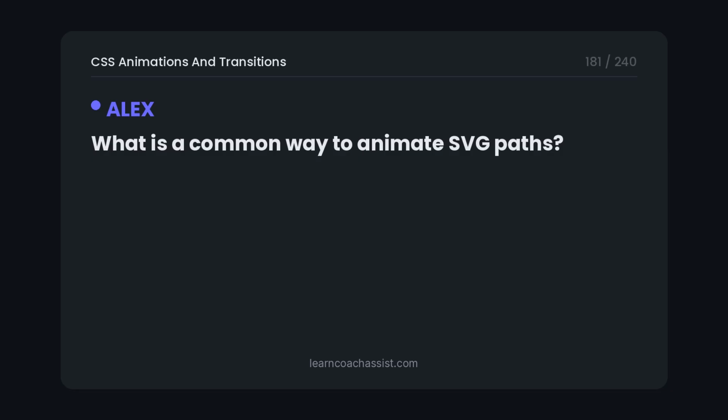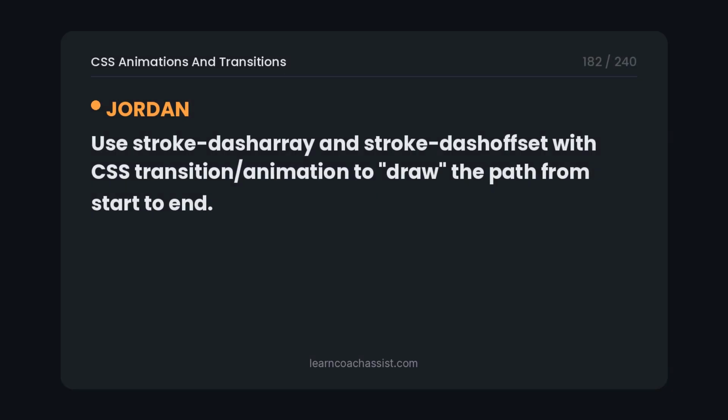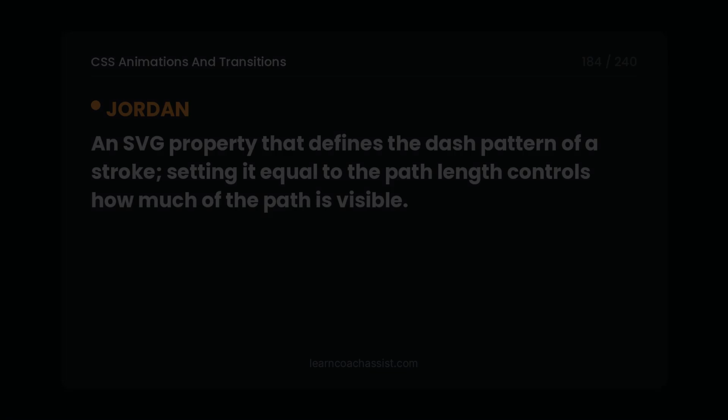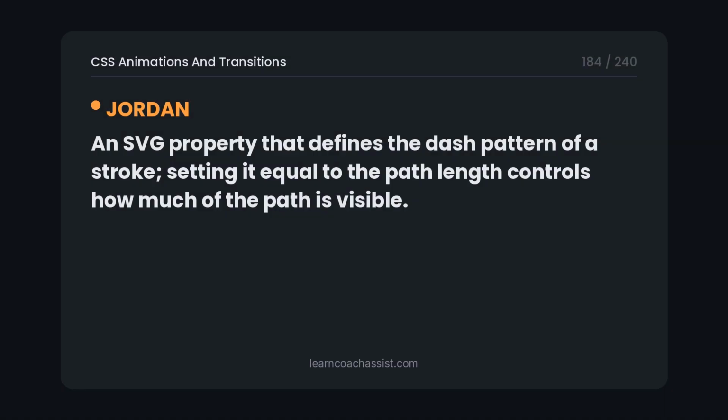What is a common way to animate SVG paths? Use stroke-dasharray and stroke-dashoffset with CSS transitions or animation to draw the path from start to end. What is stroke-dasharray? An SVG property that defines the dash pattern of a stroke. Setting it equal to the path length controls how much of the path is visible.